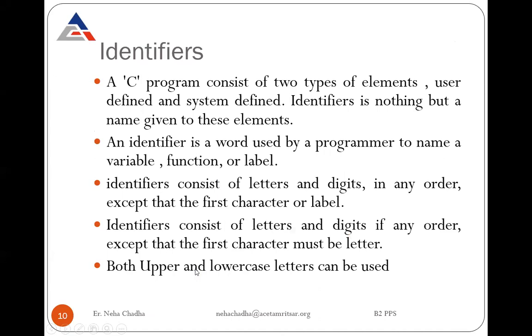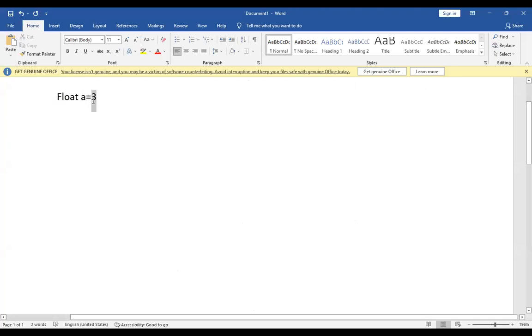Then come the identifiers. I told you that identify means something which will identify anything. A C program consists of two types of elements, user-defined elements and system-defined elements. An identifier is nothing but a name given to these elements. If I write float a equal to 3, how am I identifying it? The 3 is given to a. A is my identifier. That is the name of the variable. If I write b, then the 3 has been assigned to b. That means b is my identifier.